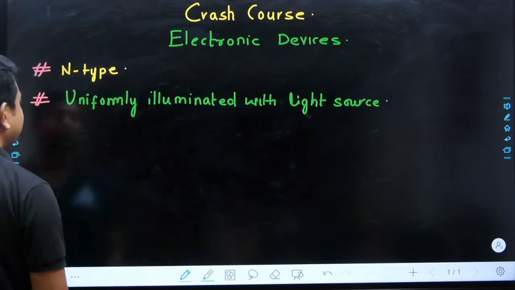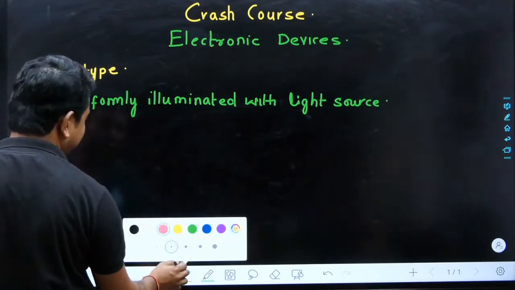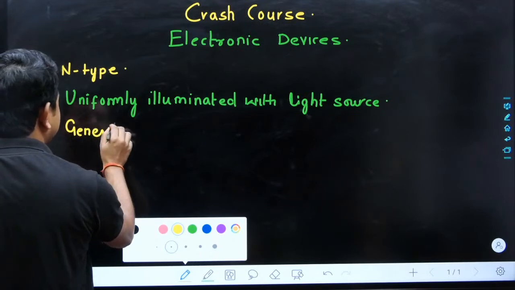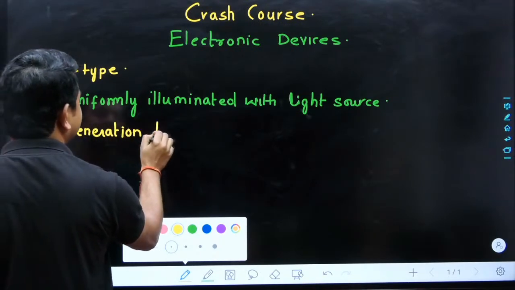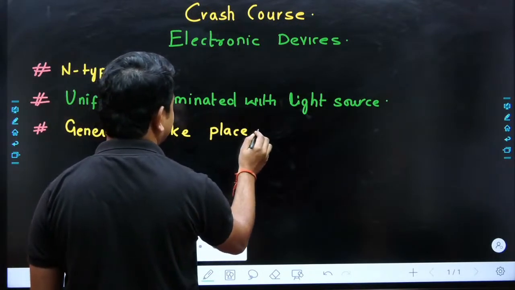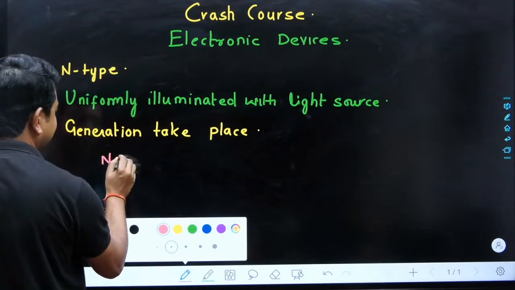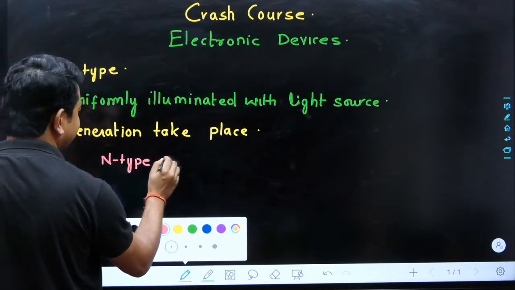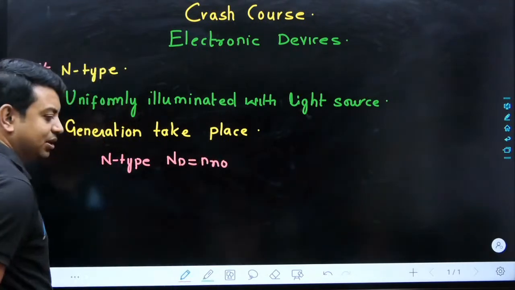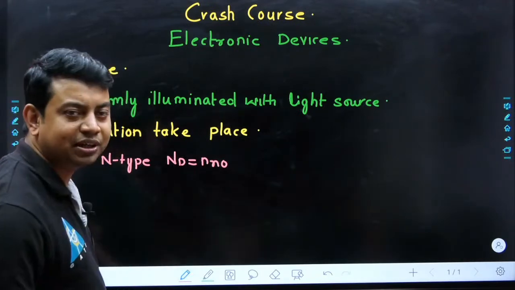Okay. So, uniformly illuminated with light, when it is uniformly illuminated with light, then what will happen inside this semiconductor? Sir, generation will take place. So, we know that the generation takes place, and because of this generation what will happen? Sir, if the semiconductor is of n type, then we know that we are having Nd is nothing but n naught, and this is at equilibrium. This is the majority charge carrier concentration present in an n-type semiconductor.